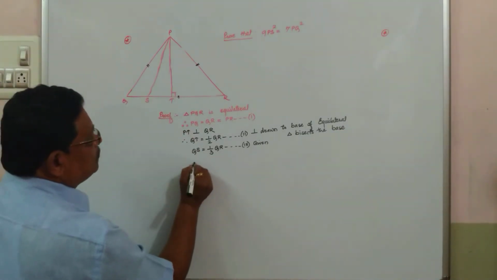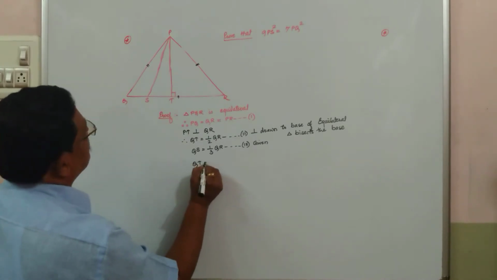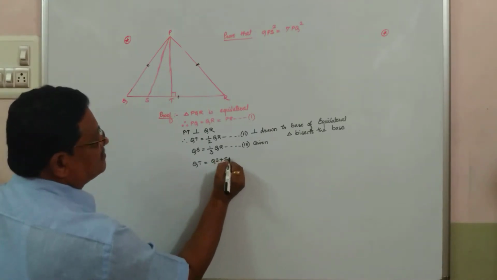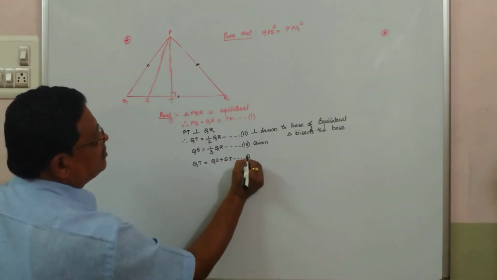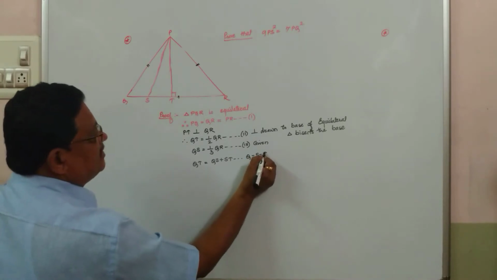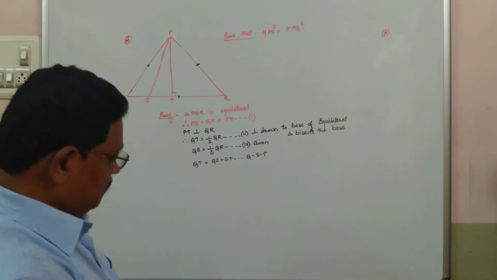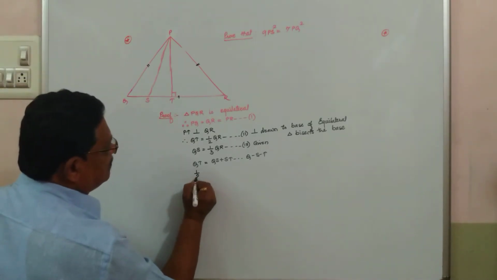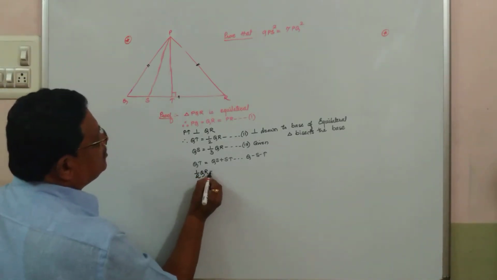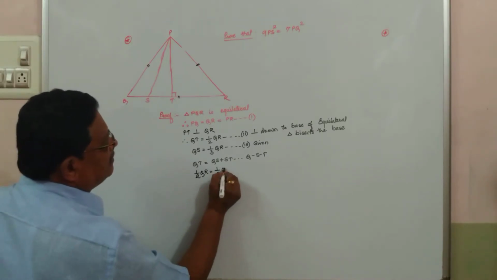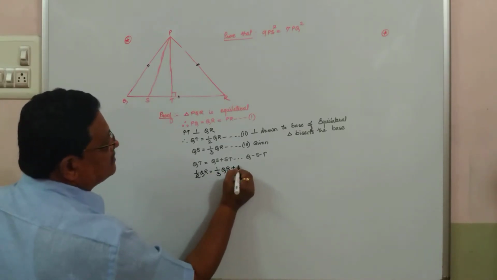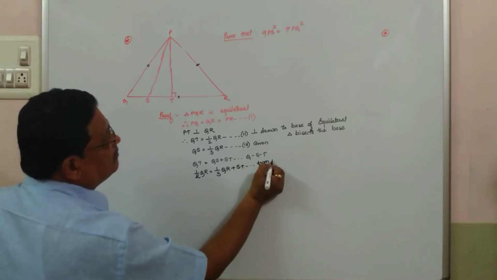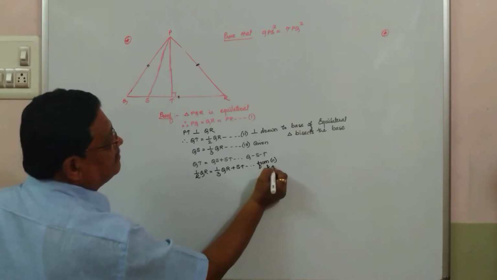Now, what is QT equal to? QT is equal to QS plus ST. This is the value of QT. We know how much is QT. QT is half QR. QS is 1/3 QR plus ST, from second and third.